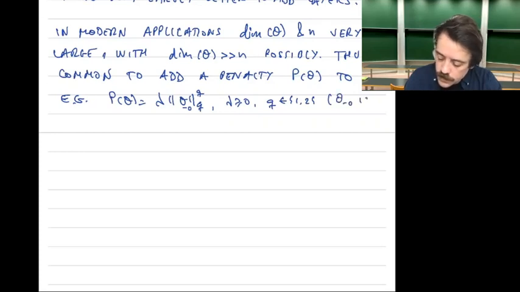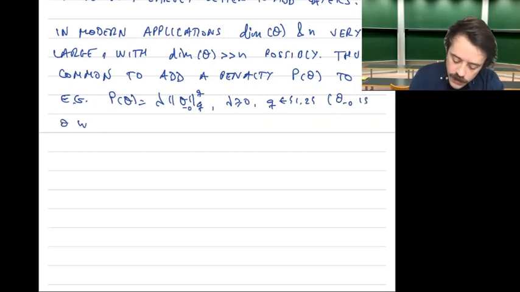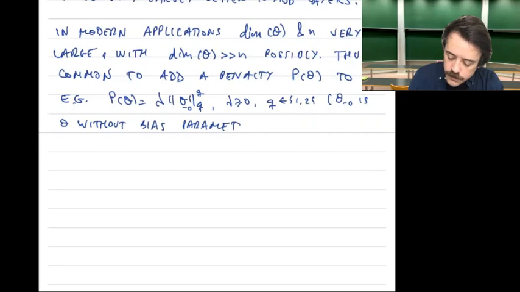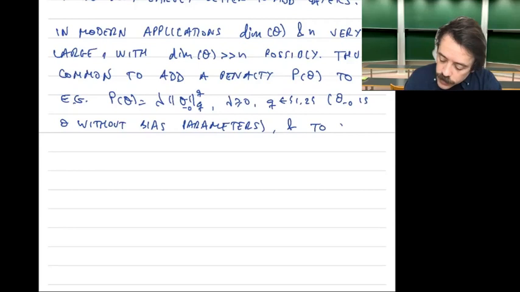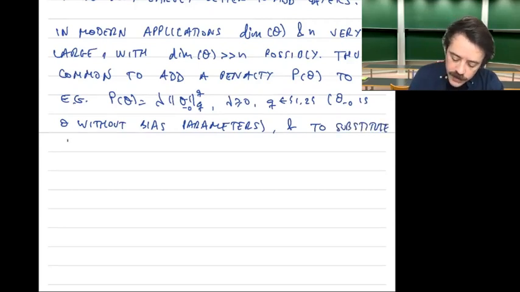This is theta without bias parameters. Okay, and then due to n being very large, we're going to have to substitute gradient descent by stochastic gradient descent.